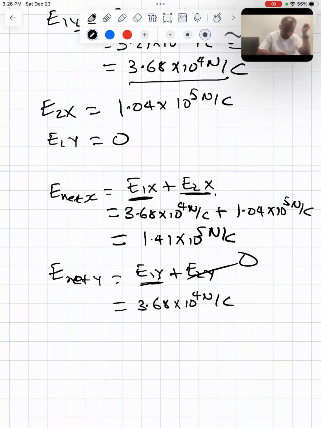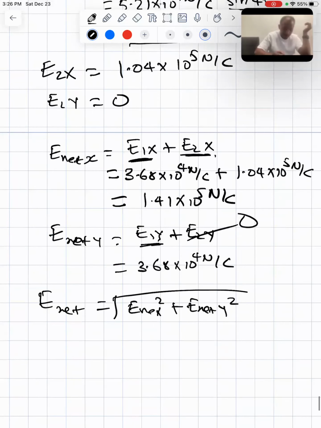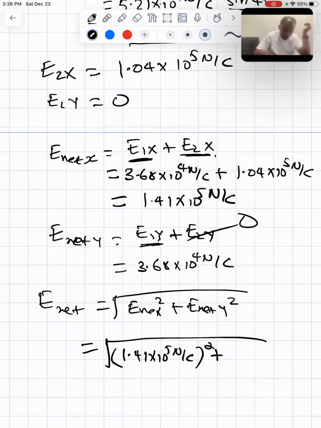Then the magnitude is equal to the square root of E net X squared plus E net Y squared. E net X is 1.41 times 10 raised to 5 Newton per Coulomb, squared, plus 3.68 times 10 raised to 4 Newton per Coulomb, squared. Do the algebra. What you get is 1.46 times 10 raised to 5 Newton per Coulomb.